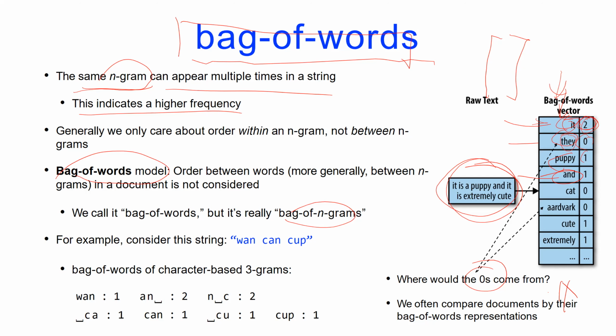This is frequency. I have one "it," two "it," right? "Puppy" appeared once. So you're counting the frequency in your text.